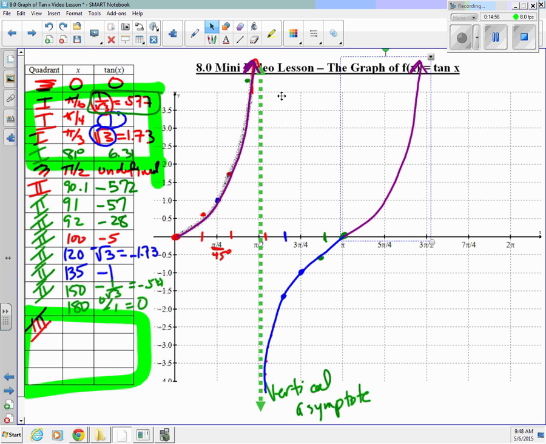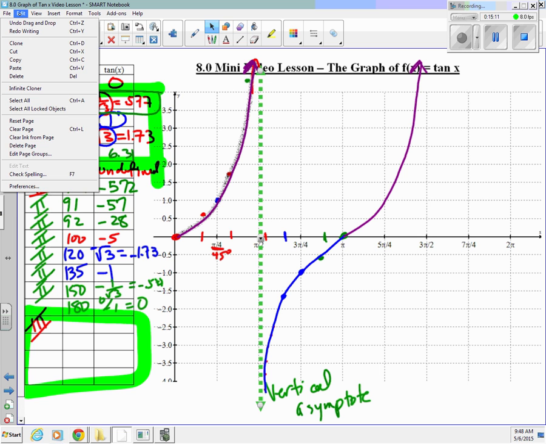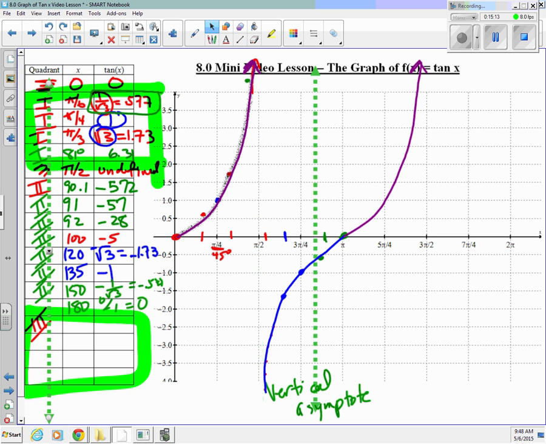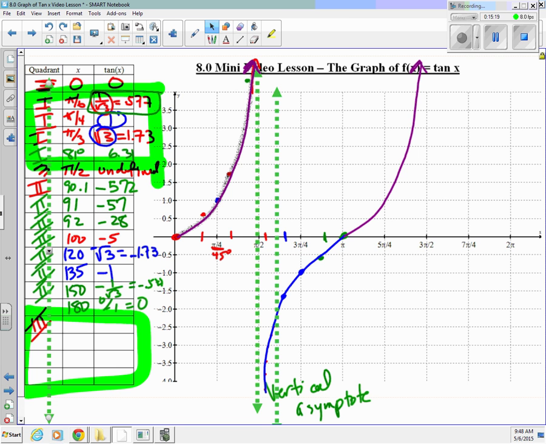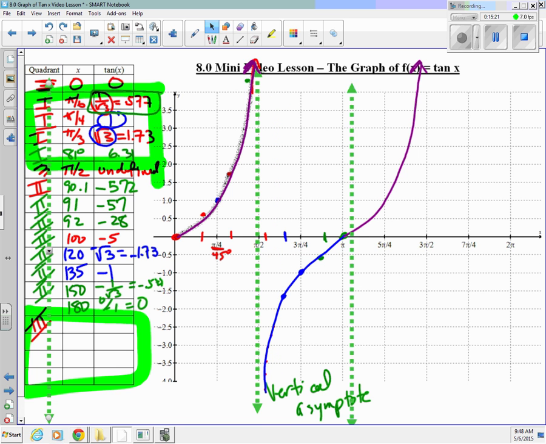So here's my graph, and at 3 pi over 2 or 270, I'm also going to get an asymptote. So I'm just going to copy over that asymptote too. Here's my asymptote. Sorry about that. Let me do that again. Here's my asymptote. And I'm going to get that asymptote at 3 pi over 2.